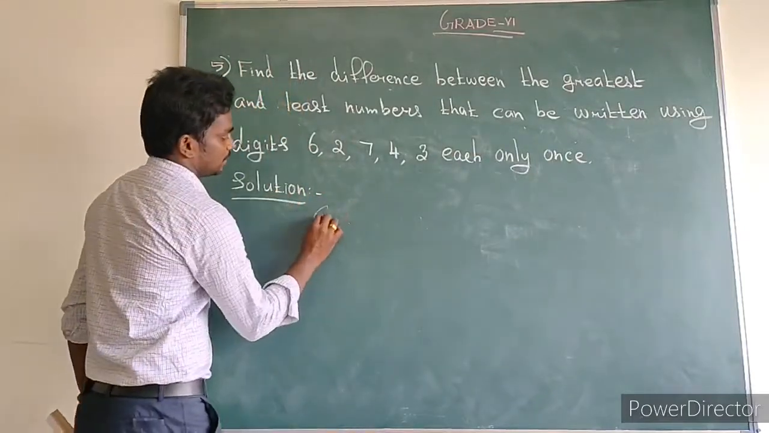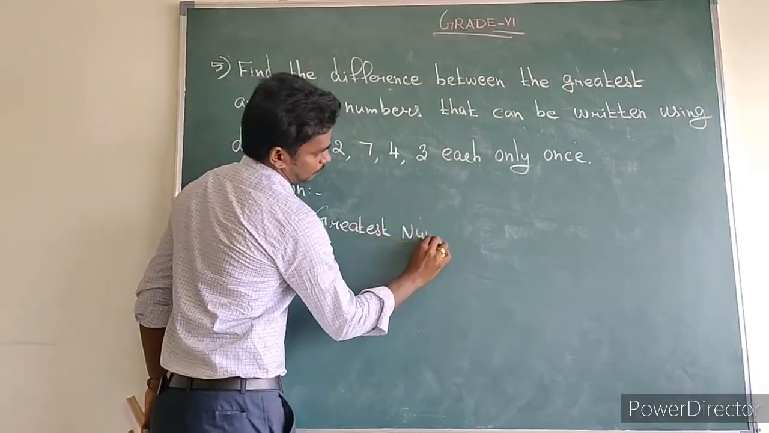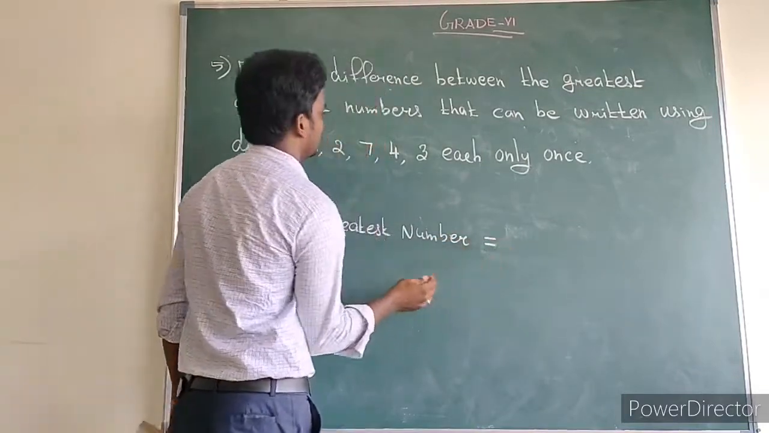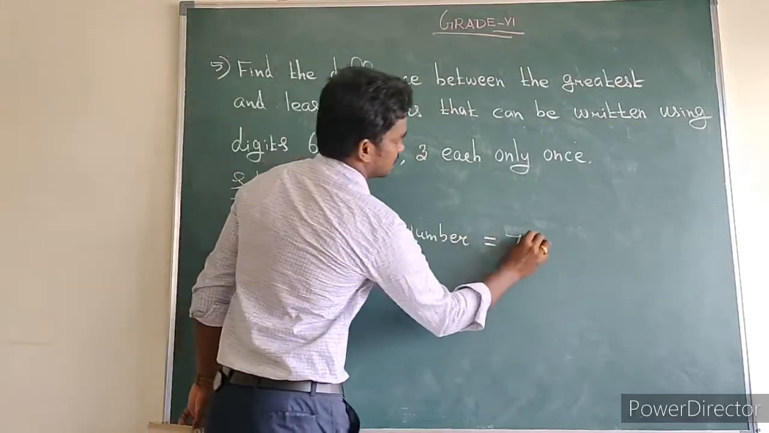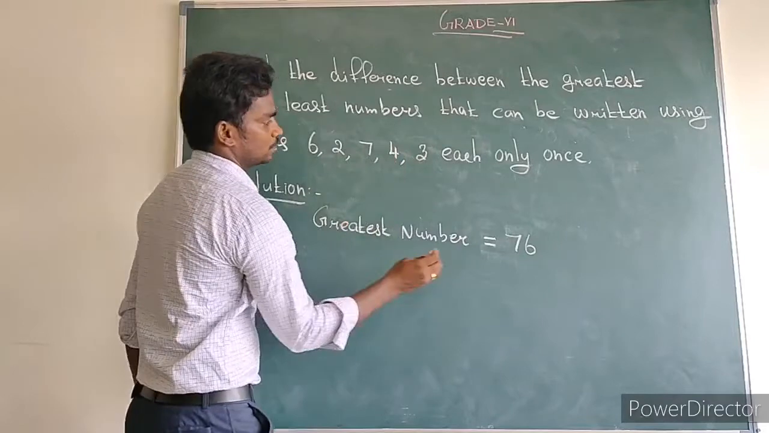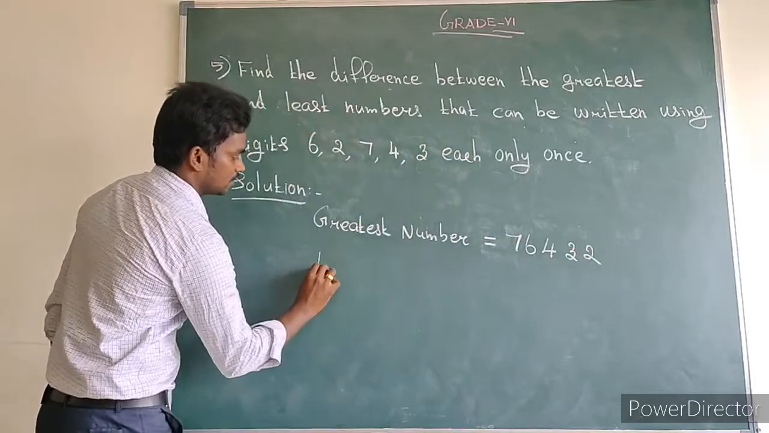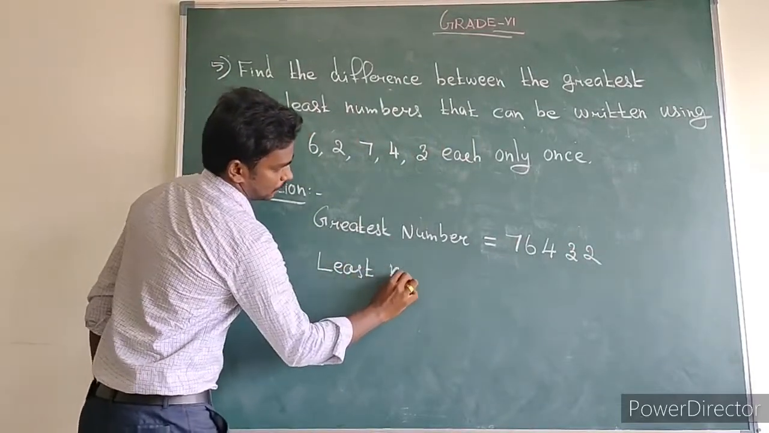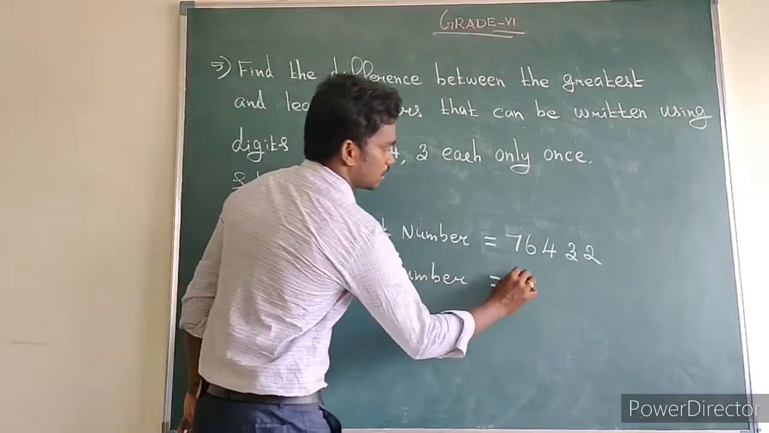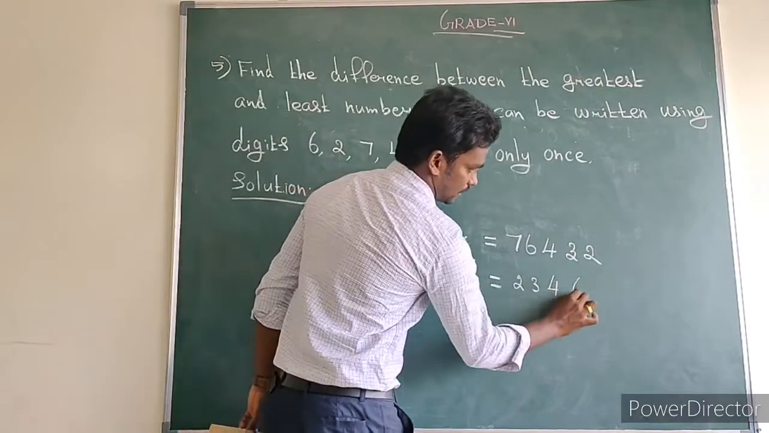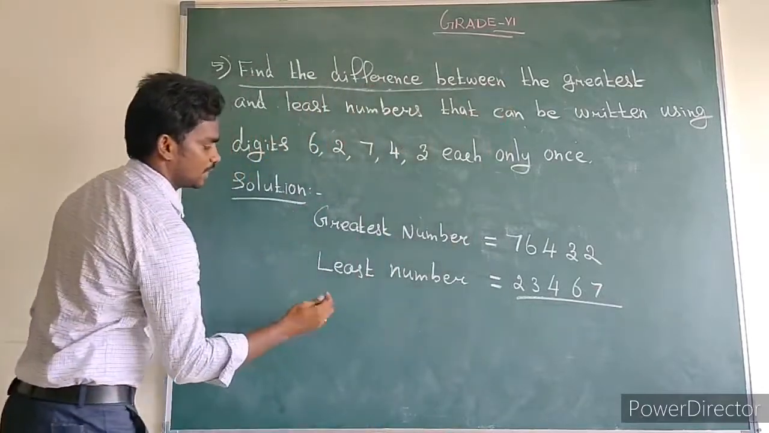So what is the greatest number? Greatest number is equal to what? 7, the largest number, and after that 6. So 7, 6, then 4, 3, 2. 7, 6, 4, 3, 2. So what is the least number formed from this? That is 2, 3, 4, 6, 7. We want to find the difference between the greatest and the smallest number.